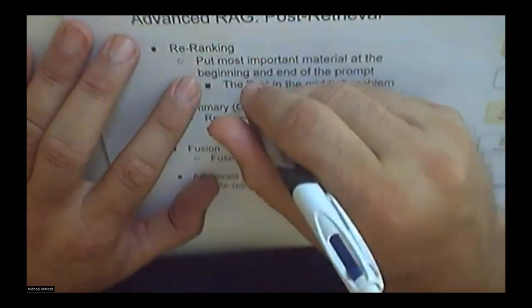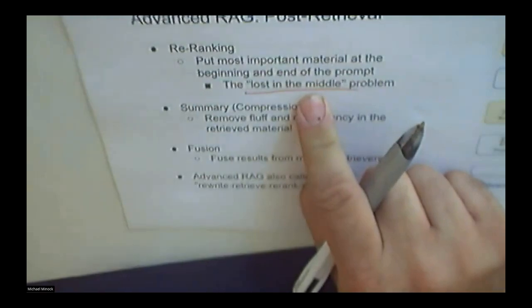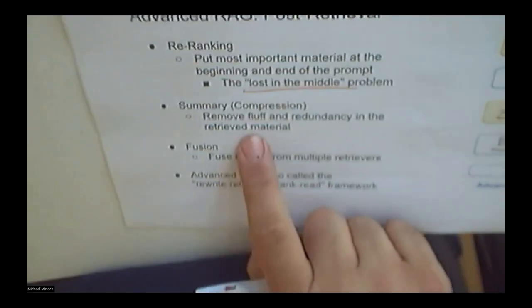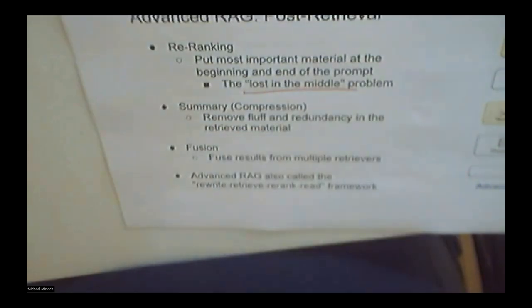Because what's been observed is what we call the lost in the middle problem. When you have a very large prompt, the material in the middle tends to have the least impact. So there's this whole issue of doing some re-ranking to get better results. Then there's also the question of doing some compression of the chunks, like removing some of the fluff or redundancy in the collection of chunks.